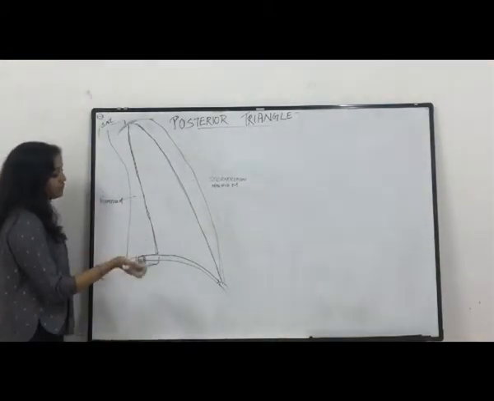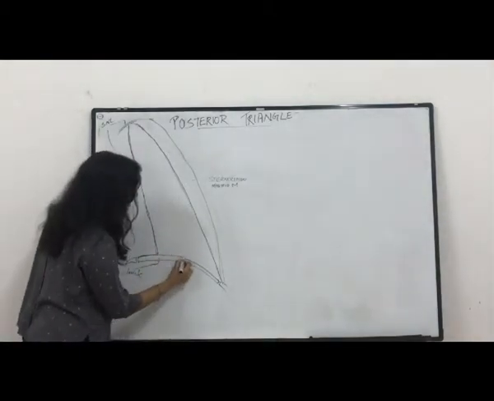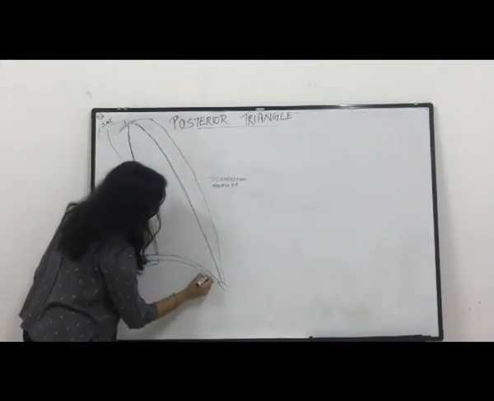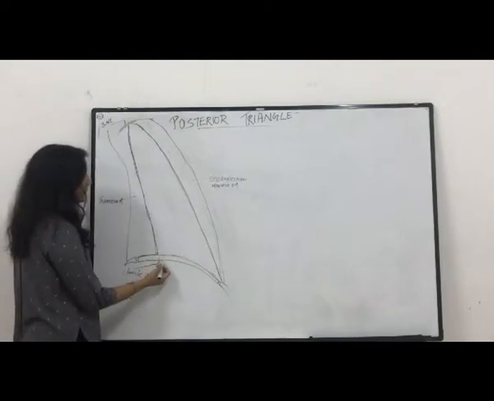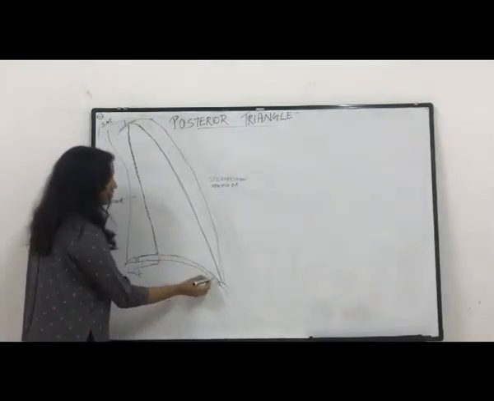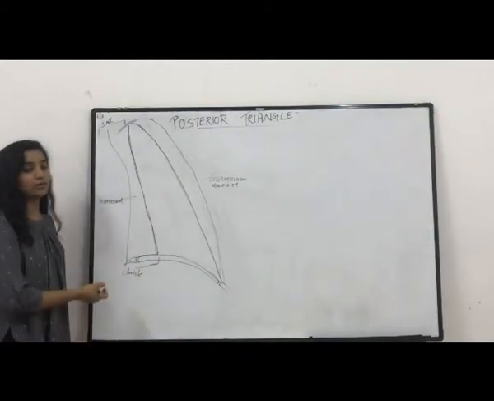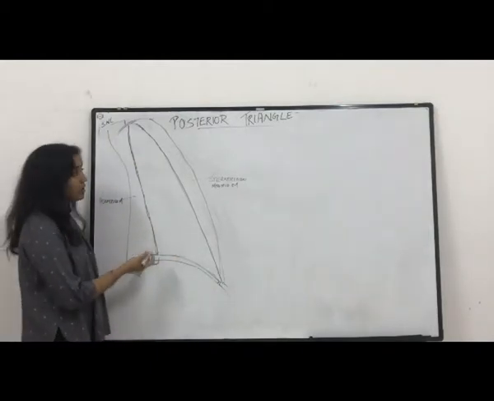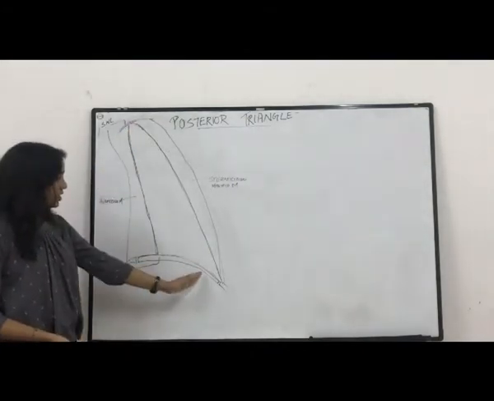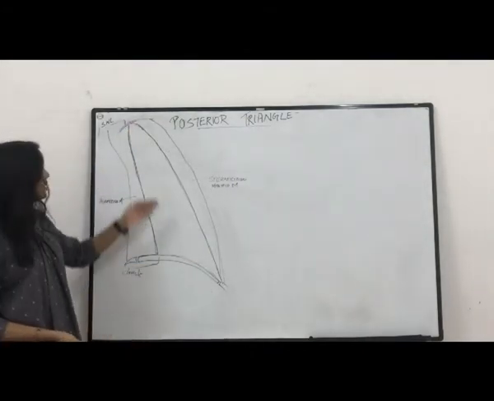So next we go for the inferior boundary. This is the inferior boundary of the posterior triangle, which is formed by the middle third of the clavicle. This is the clavicle. The middle third of the clavicle forms the inferior boundary or the base of the posterior triangle.